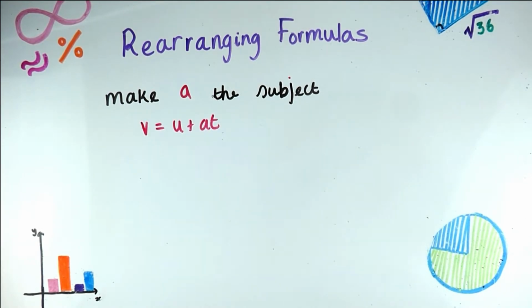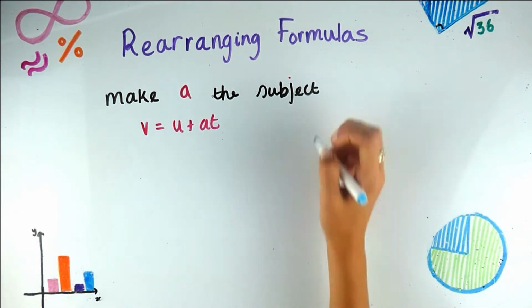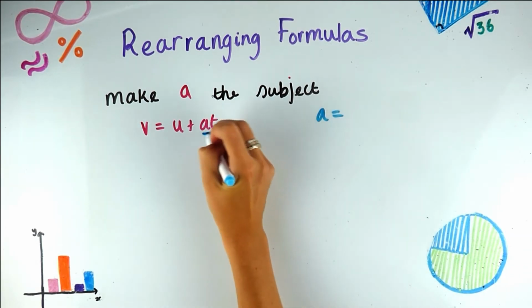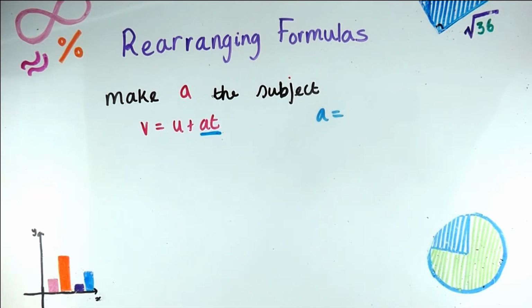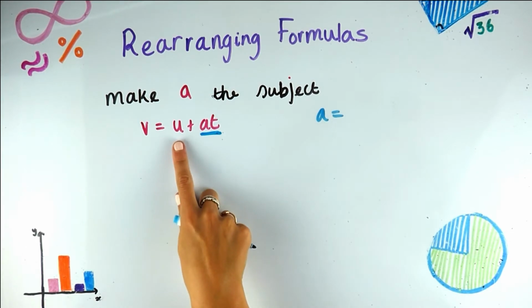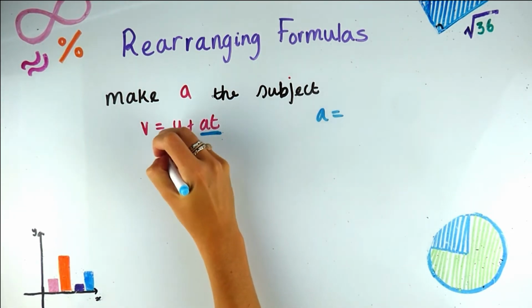Okay, so here we have make a the subject, v equals u plus at. The next 2 examples I'm going to use are called kinematic equations or SUVAT equations, which you don't need to know now, but if you go on and study mechanics at A-level, then you use those. Anyway, let's just make a the subject. So a equals, a is here, okay, so we've got this u hanging around, so we want to get that over the equal sign.